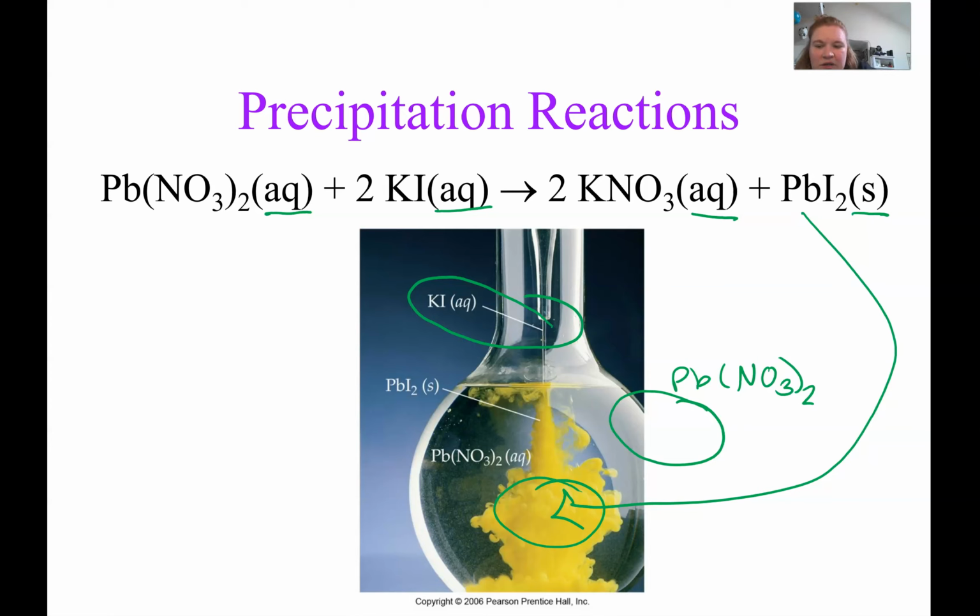One more thing I want to point out here is notice the cations and who they're paired up with. What we're going to do as we write out these products is we switch the cations. So the lead gets paired up with the iodine, the potassium gets paired up with the nitrate to make our two products.